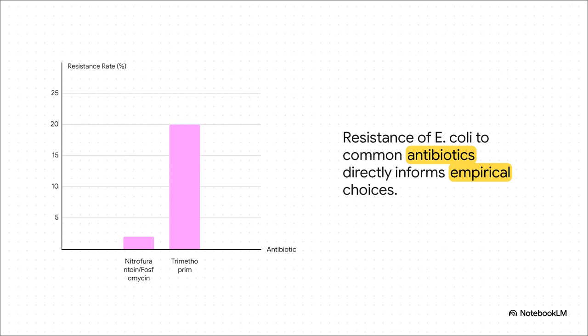Our first-line drugs like nitrofurantoin and fosfomycin still have incredibly low resistance rates for E. coli, hovering around just 2%. But look at an older antibiotic like trimethoprim, resistance is now up around 20%. That means it fails in 1 out of every 5 cases. This data makes our empirical choice crystal clear.